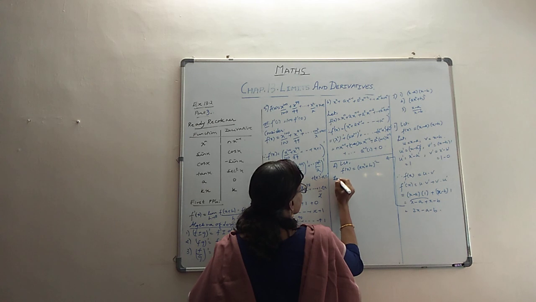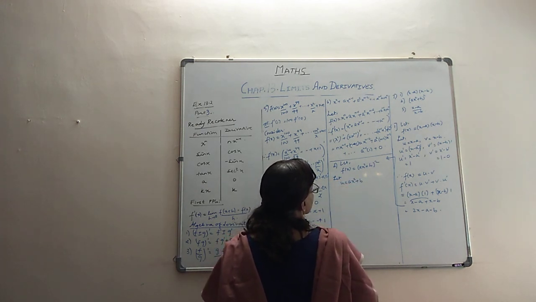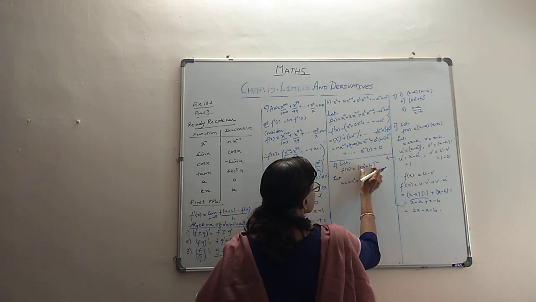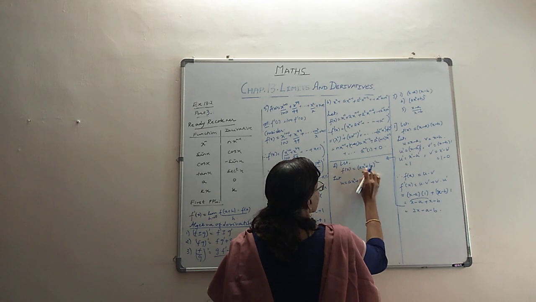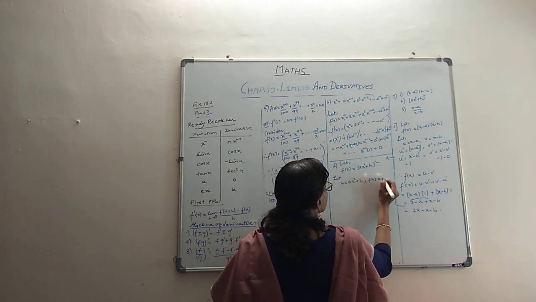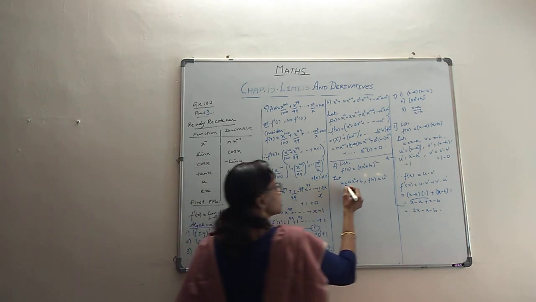So we'll do one thing. We will call u as ax squared plus b. This we will call it as u. So what will f of x become? This is u now, isn't it? f of x will become u squared. So u is in terms of x.